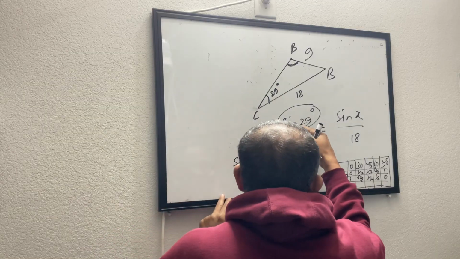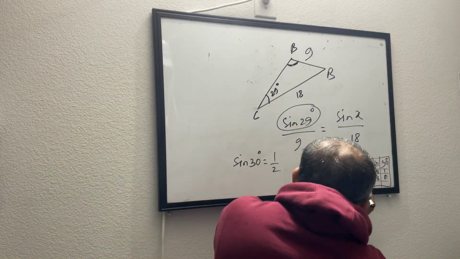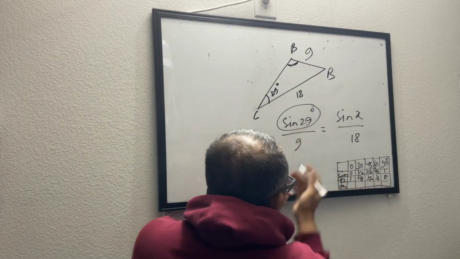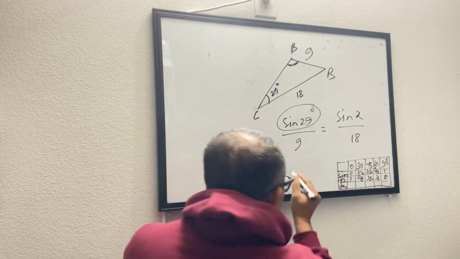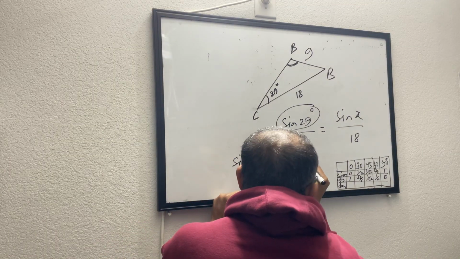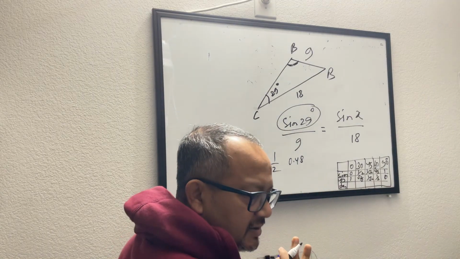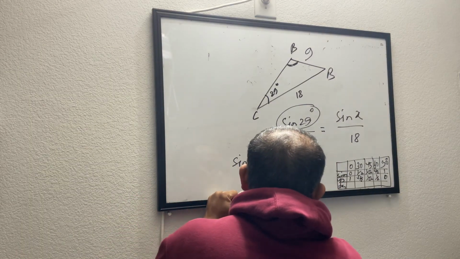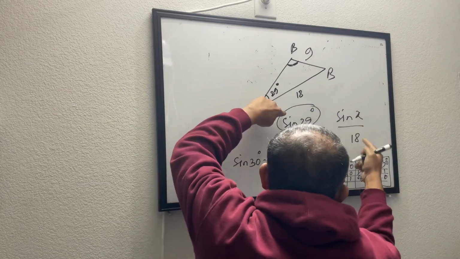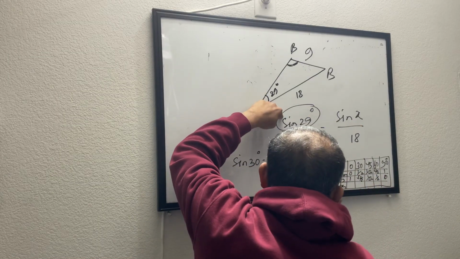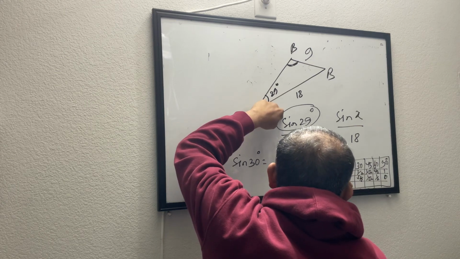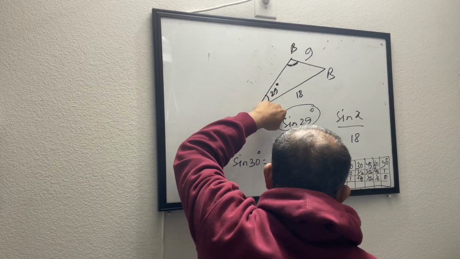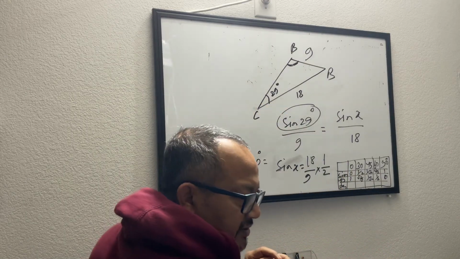Since we are talking about 29, you can see the value of sine is increasing gradually. So 30 is half, and 29 will be a little less than that, maybe 0.48. I'm just making it up. Or keep it half, 0.5 for now. So sine of x is equal to 18 by 9 into sine 29. Sine 30 is half, so put half. It will be a little less than that.